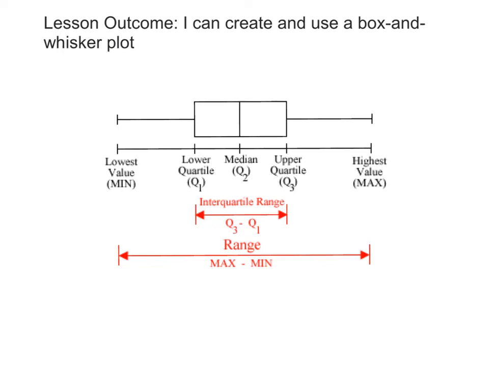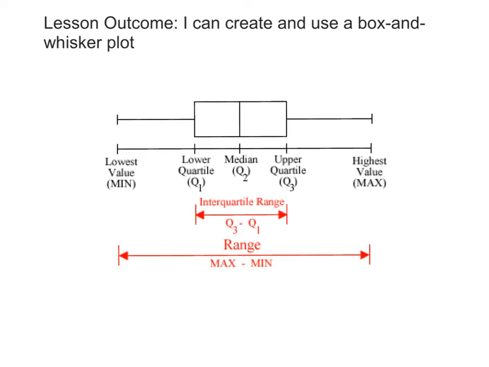The lesson outcome for this video is, I can create and use a box and whisker plot. So what you see in front of you is exactly that. This is a box and whisker plot, and the box is this portion of the diagram, and the whiskers are this part. So this right here is the actual box and whisker plot. This down here is explaining what each of the important points in the box and whisker plot represent.